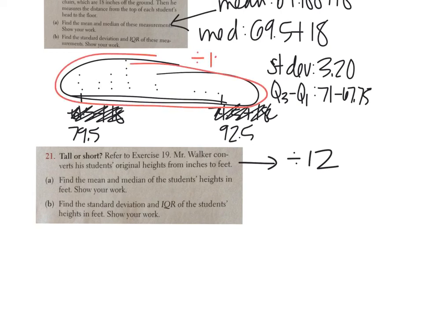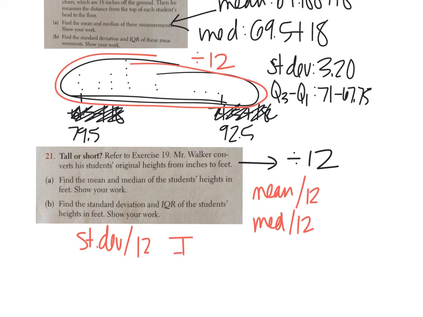If I divide it by 12, the whole thing is going to squish. Everything is going to be divided by 12. So whatever the mean was is going to be divided by 12. Whatever the median was is going to be divided by 12. The standard deviation is going to divide by 12. And the IQR is going to divide by 12, because even the spread changes because it just physically gets squished by 12.